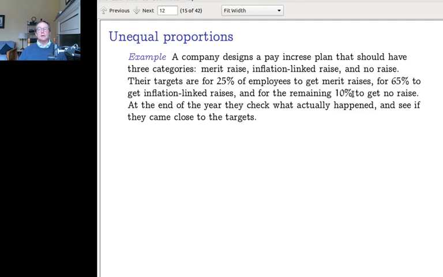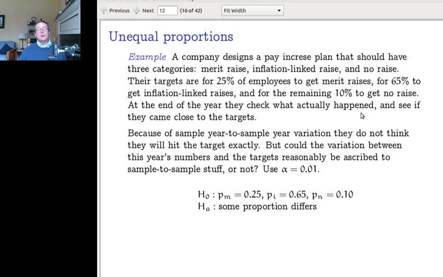So what happens at the end of the year, then the company looks and sees what percentage of employees actually got merit raises, what percentage actually got inflation-linked raises, and what percentage actually got no raise, and they try to see, are we close to the target of 25, 65, 10, or are we actually far from it? Because of year-to-year variation, you don't expect the numbers to come out exactly 25, 65, 10. You expect there will be some small difference, but you want to know, is the actual data close enough that we can call it just a sampling thing, or is the actual data so different that we say to ourselves, this is not a sampling thing, there's something else going on.